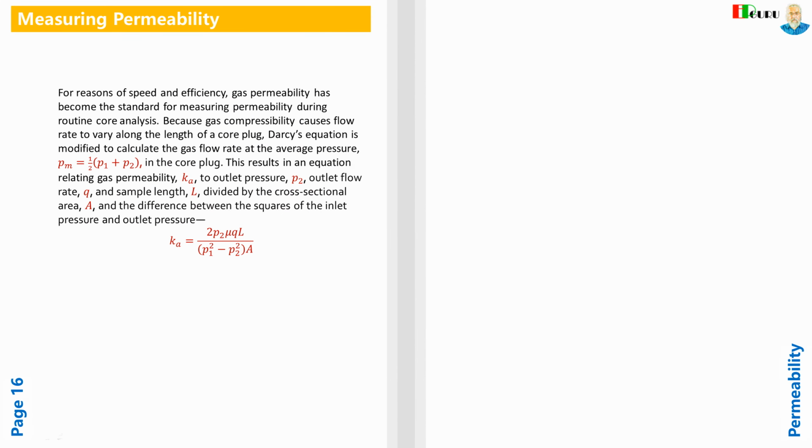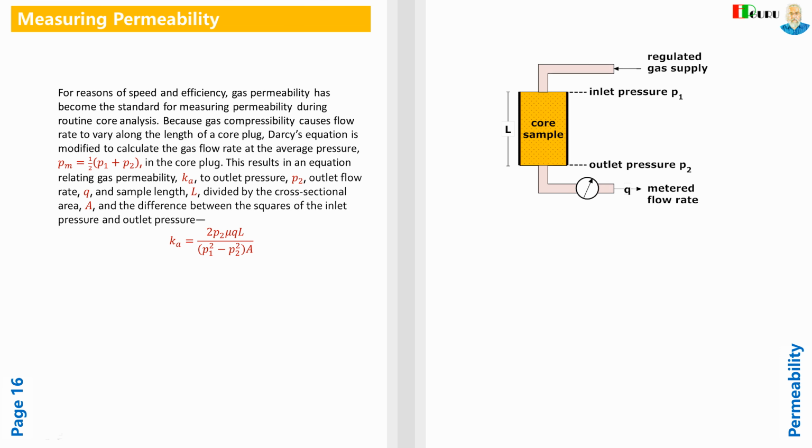For reasons of speed and efficiency, gas permeability has become the standard for measuring permeability during routine core analysis. Because gas compressibility causes flow rate to vary along the length of a core plug, Darcy's equation is modified to calculate the gas flow rate at the average pressure in the core plug. This results in an equation relating gas permeability to outlet pressure, outlet flow rate, and sample length divided by the cross-sectional area and the difference between the squares of the inlet pressure and outlet pressure.